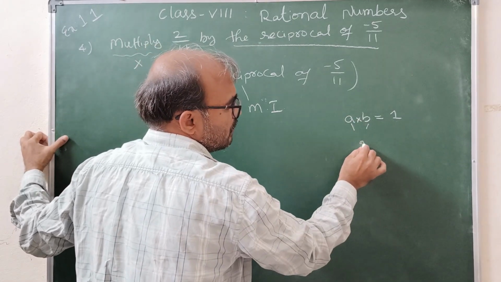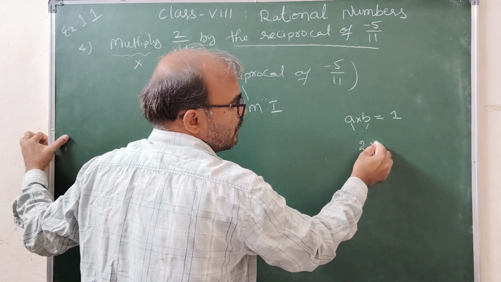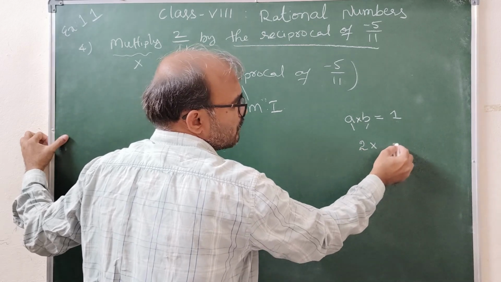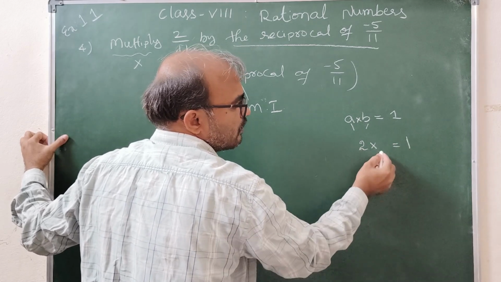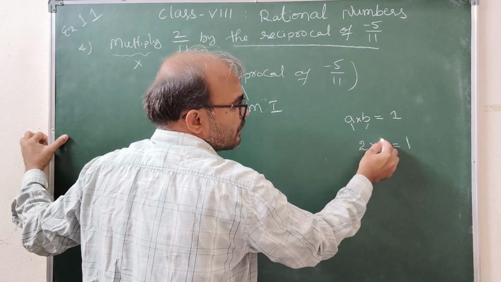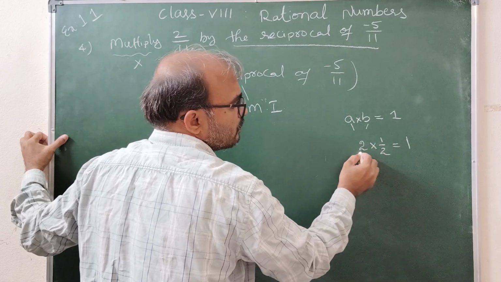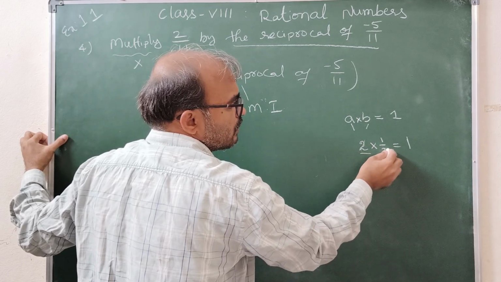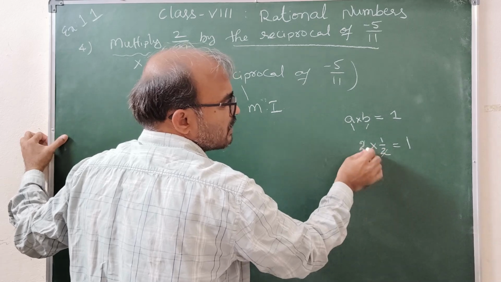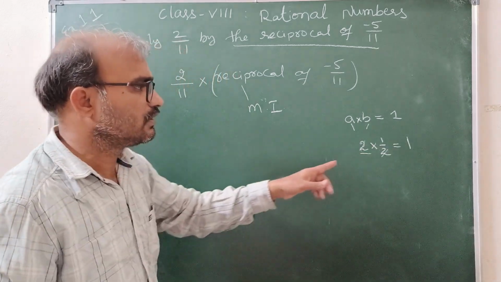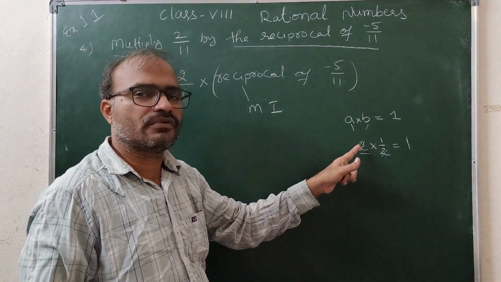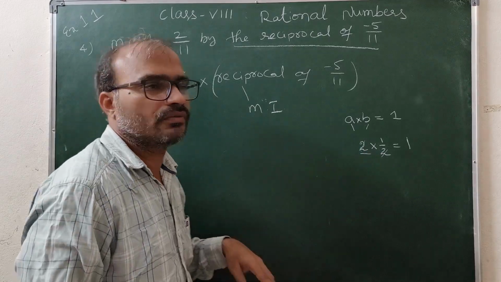For example, if you take 2, you have to multiply 2 by some other number to get 1. What will be that number? 1 by 2. When it is 1 by 2, the 2 in the numerator and the 2 in the denominator get cancelled and you get 1. So 1 by 2 is the reciprocal of 2 and 2 is the reciprocal of 1 by 2.